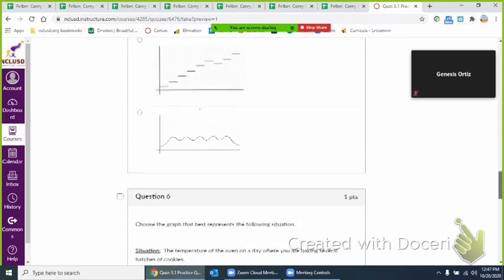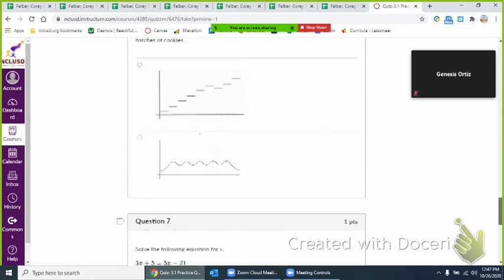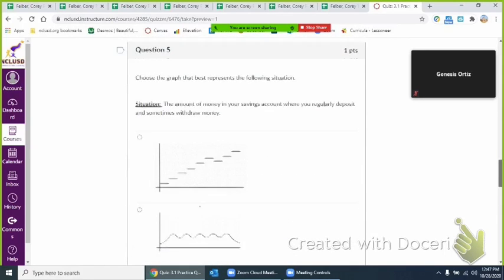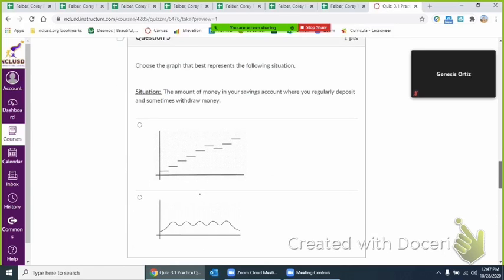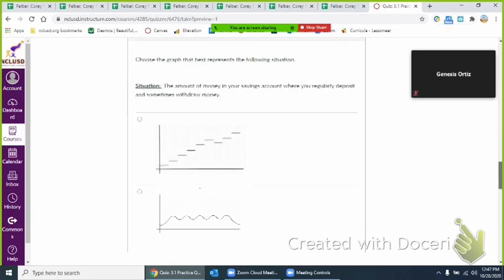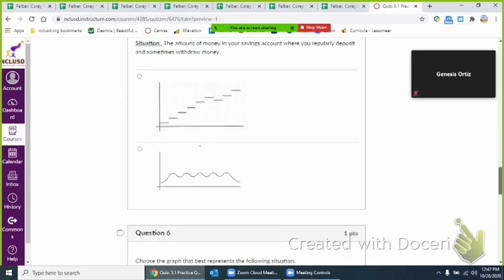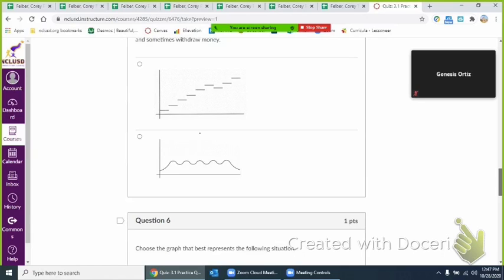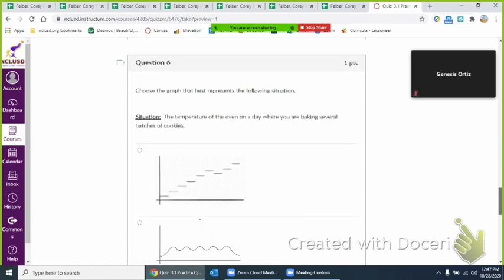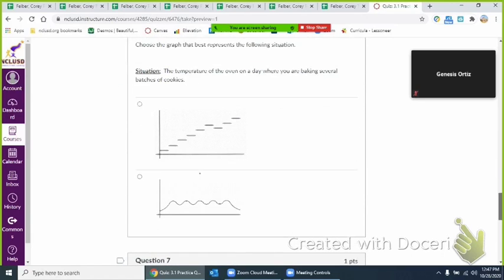And then number 5 and 6, okay? On these ones, you're just trying to pick which graph best goes with the story. Okay, so think about that. Think about the continuous and discrete stuff. It's all kind of included in that. Same thing here. Temperature of the oven.